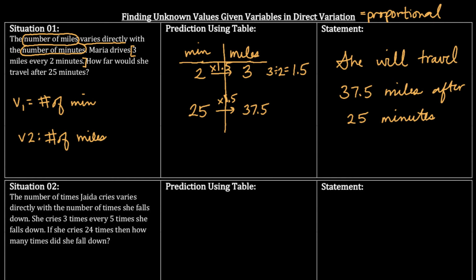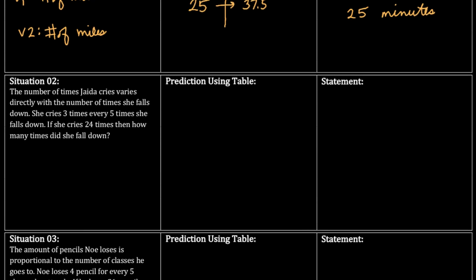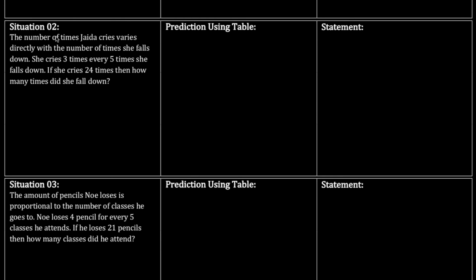All right, let's try the next one. Situation 2. The number of times Jada cries varies directly with the number of times she falls down. She cries 3 times every 5 times she falls down. If she cries 24 times, then how many times did she fall down?